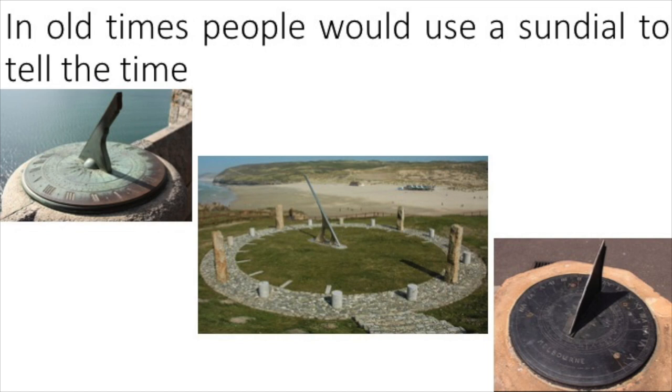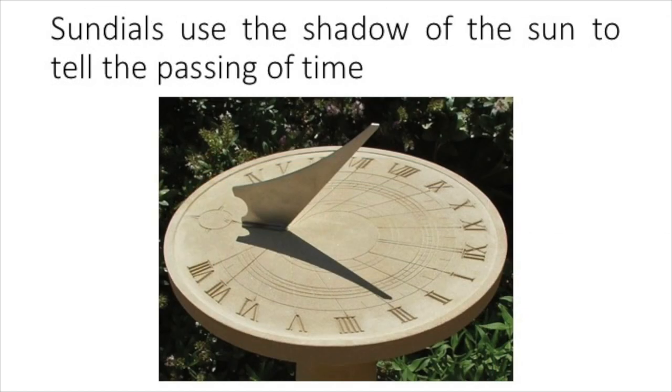What happens is, as the Earth rotates around the sun, the shadow will change, will move around too, like the hands on a clock. And by judging where the shadow is, they can tell the time. This is why it's called sundial. Sundials use the shadow of the sun to tell the passing time. Here we can see 1 o'clock, 2 o'clock. So what time is it now? 3 o'clock, yeah. And in 1 hour, the shadow will have moved to here. 4 o'clock. Any questions, guys? Excellent, well done.